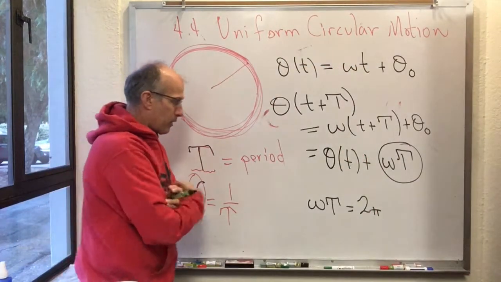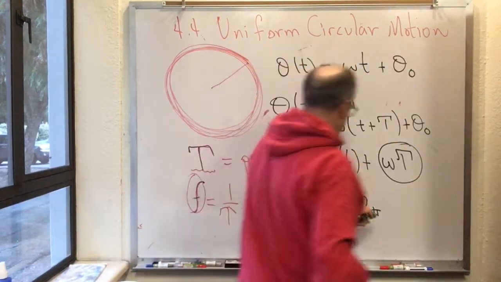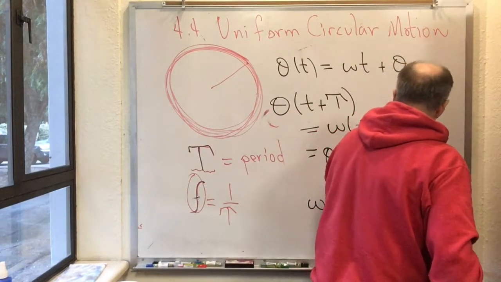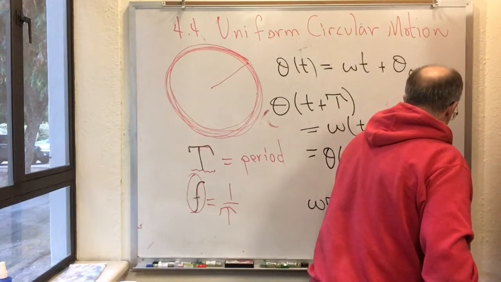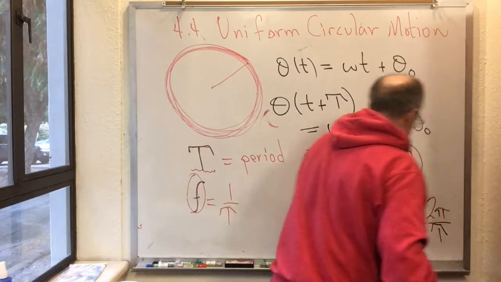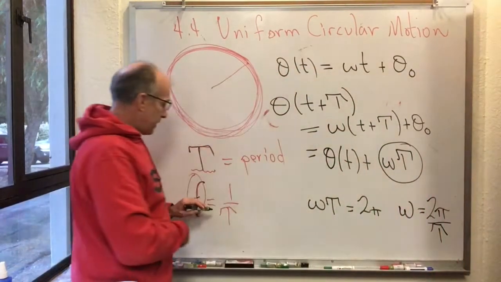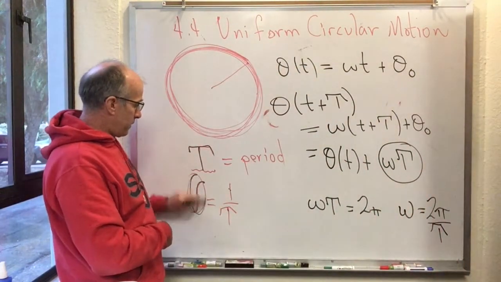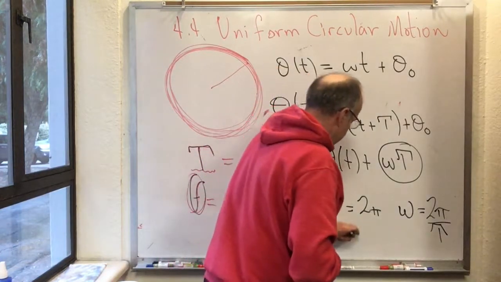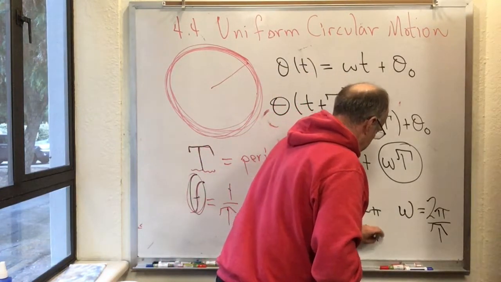So now we have a formula for omega. Dividing through by the period, omega is equal to 2 pi over capital T. Or, since we've already defined 1 over T to be the frequency f, I now have omega is equal to 2 pi f.